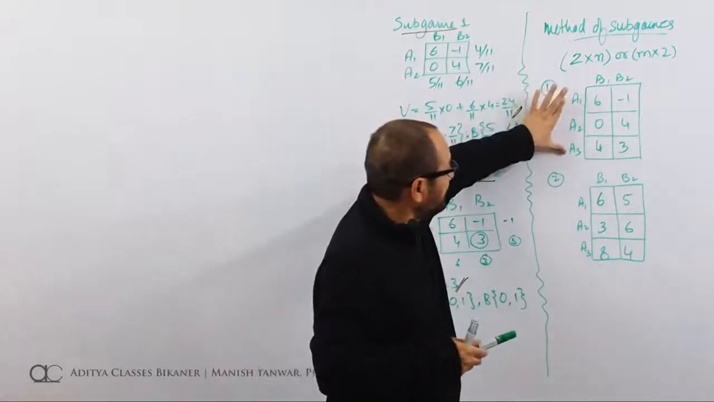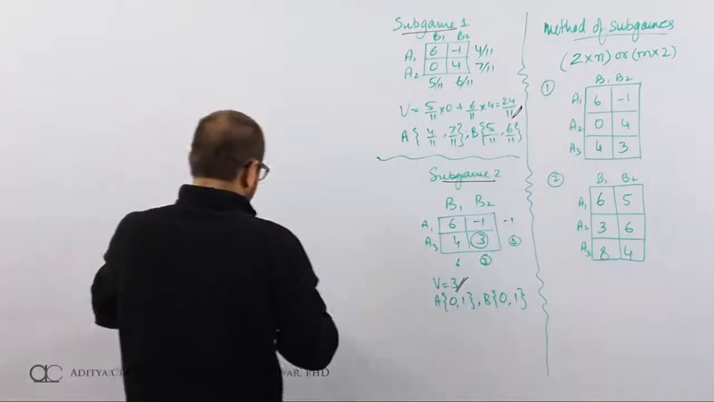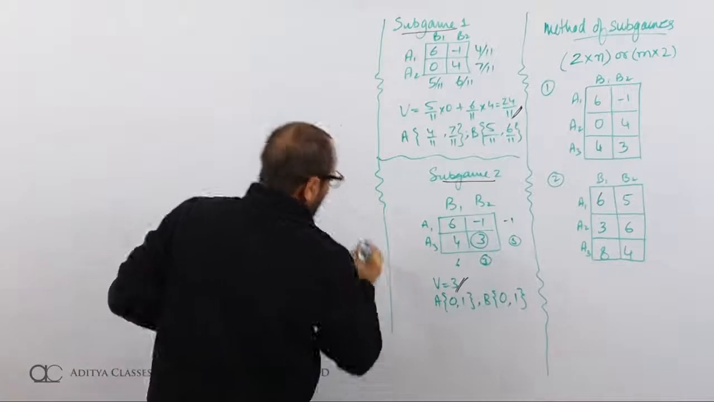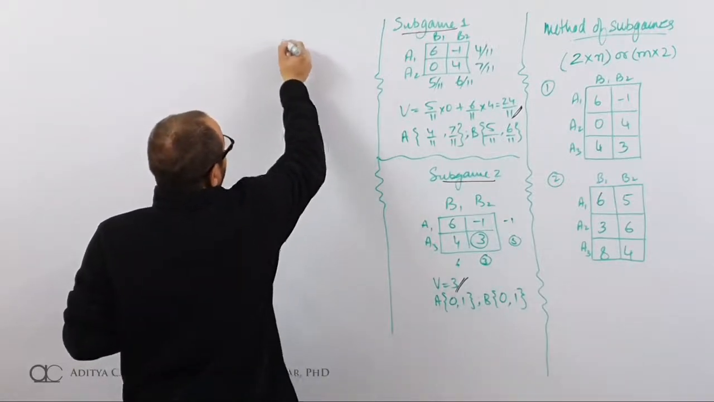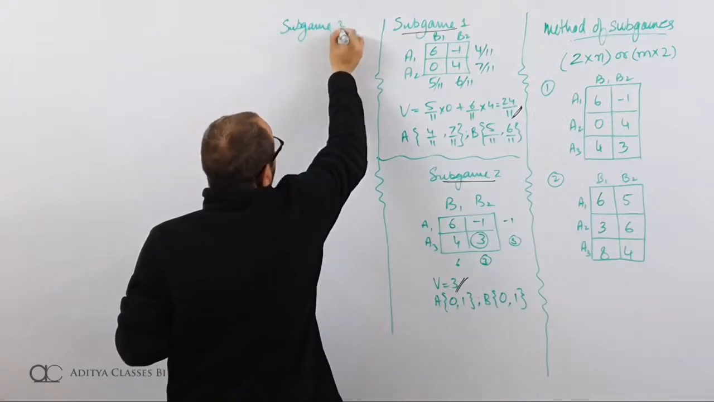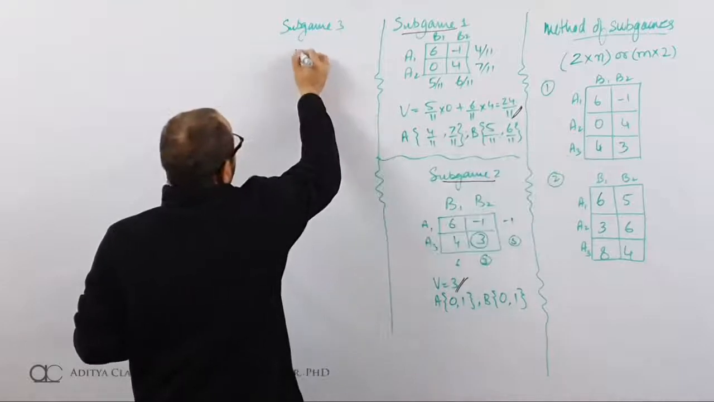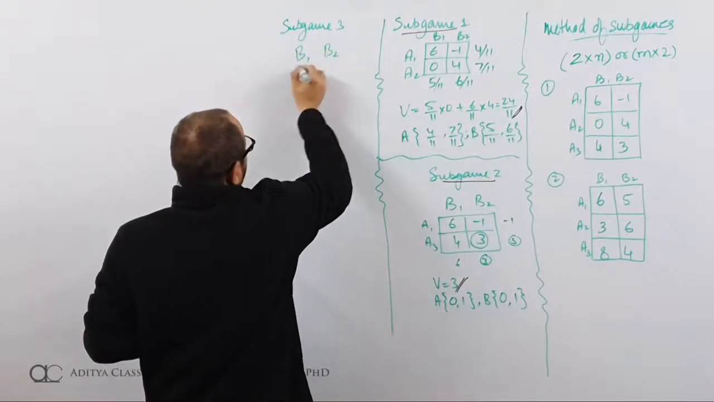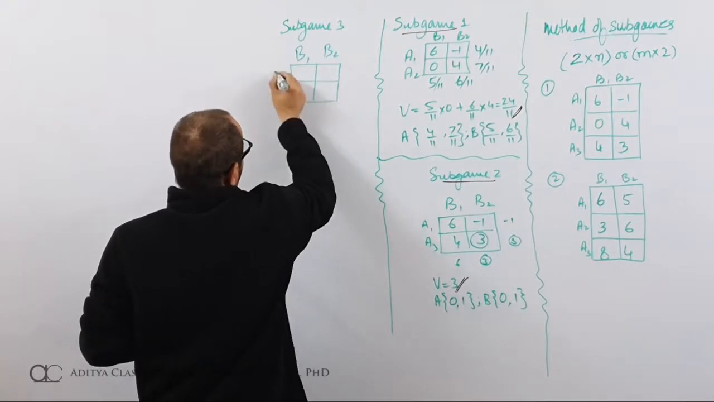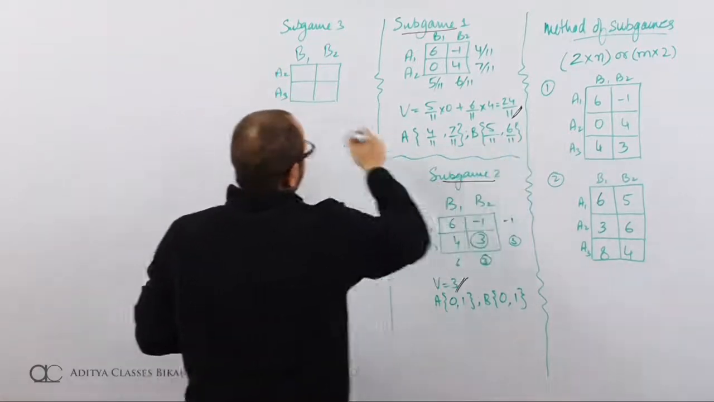A1 against A2, A1 against A3. Now there is another subgame, which is A2 and A3. So let us go ahead and try and solve this one. We get our subgame 3. Subgame 3 would be A2 and A3. For B it is again B1 and B2. For A you are getting A2 and A3. So it will be 0, 4, 4, 3.